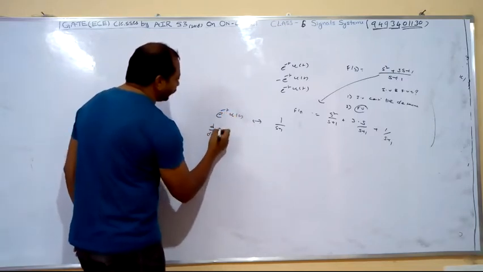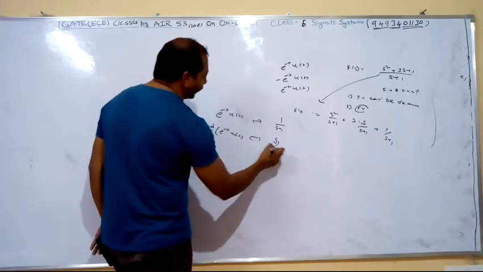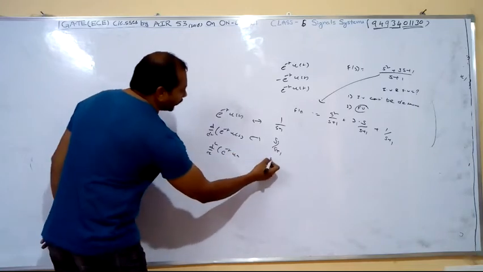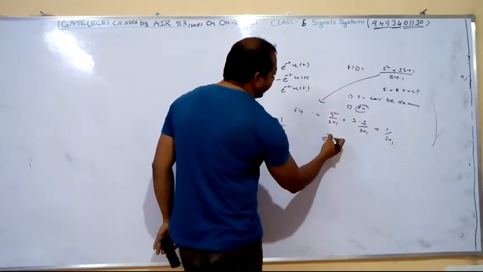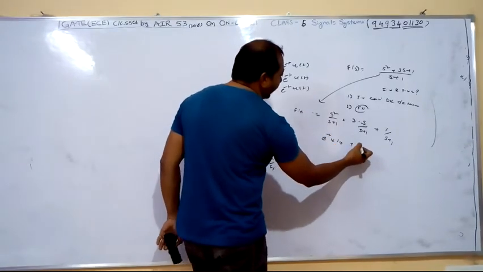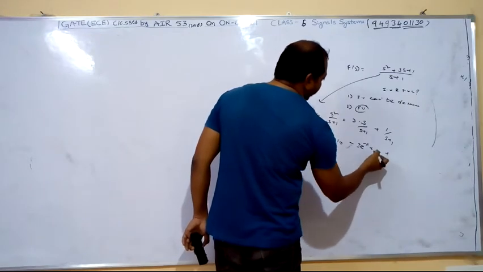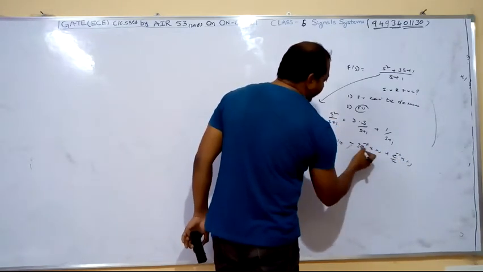d/dt of e^(-t) u(t) gives s/(s + 1). Differentiating again gives s²/(s + 1). Anyway, in the final terms we have the negative term e^(-t) u(t), minus 3 times e^(-t) u(t), and this one is e^(-t) u(t). Each and every time you are adding the negative term only.